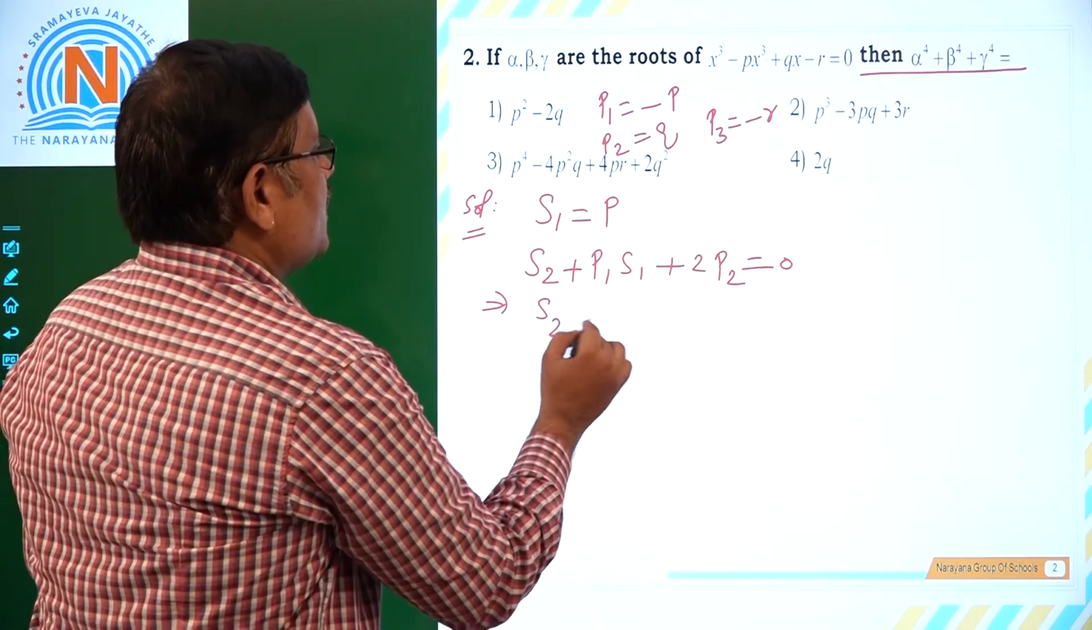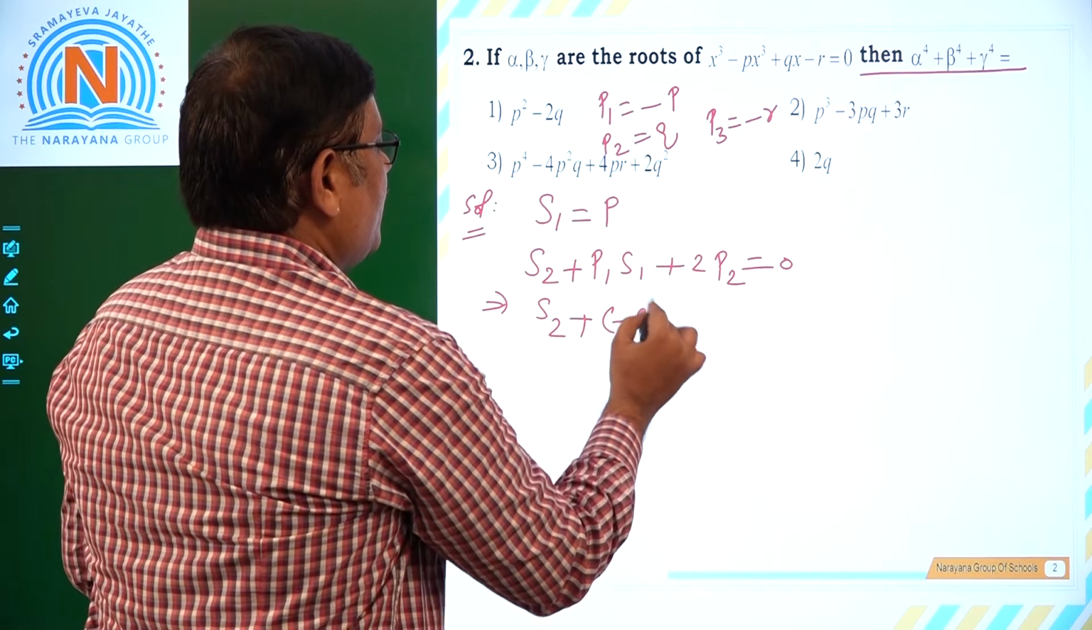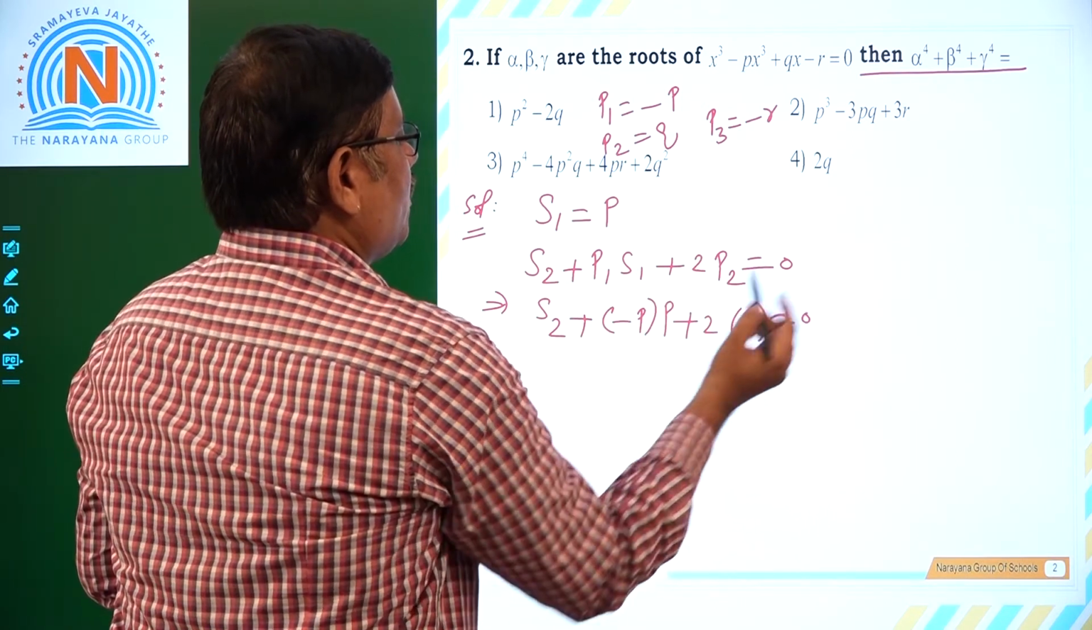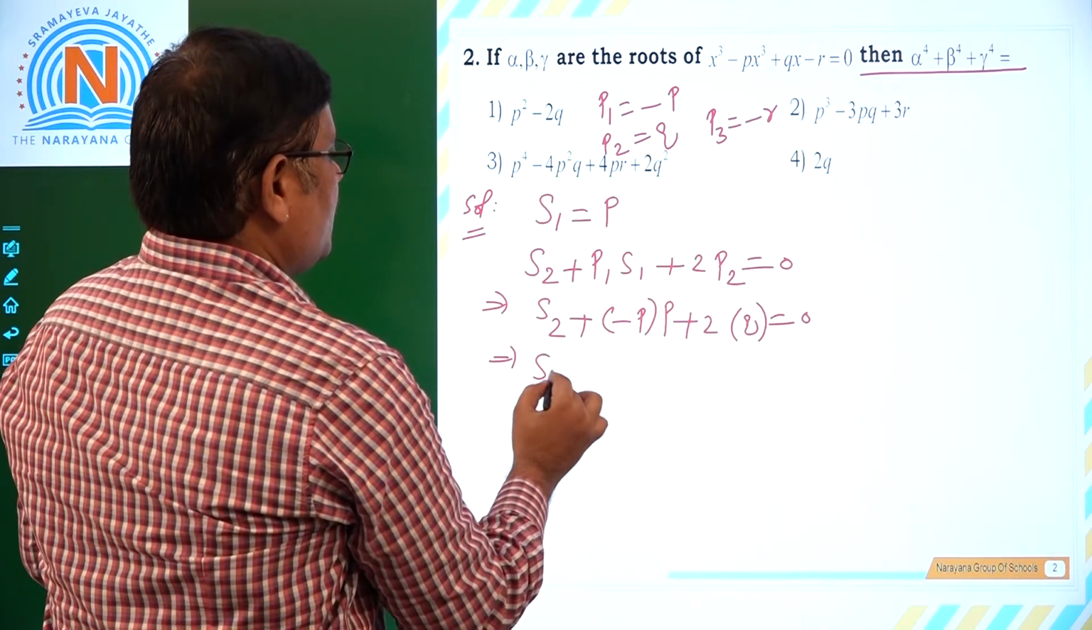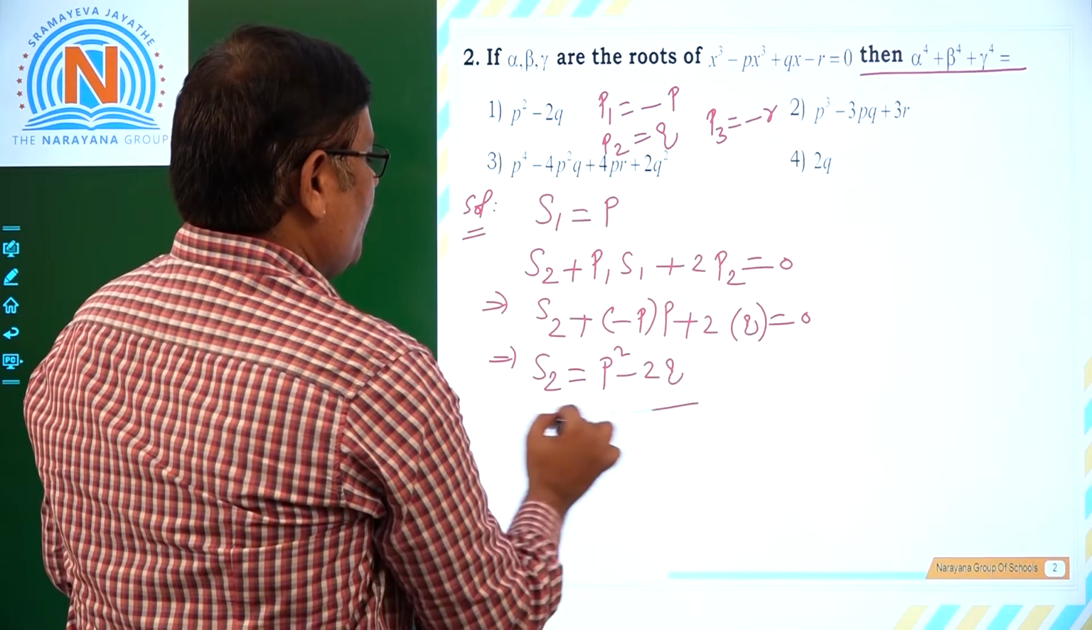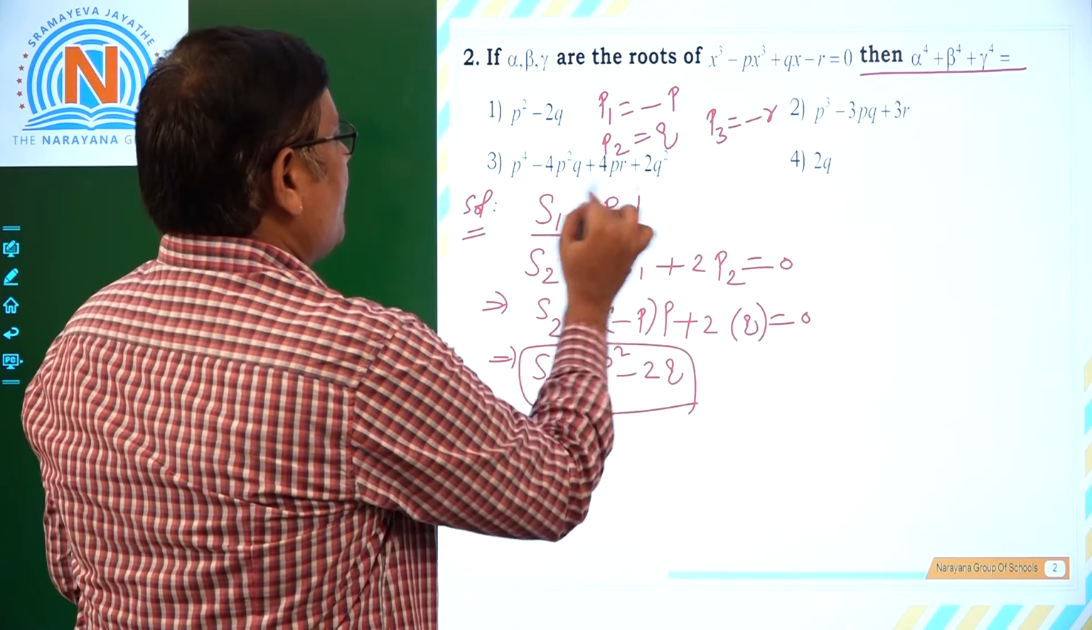That is S2 plus P1 S1 is minus P, S1 is P, plus 2 into P2, P2 is Q, that is 0. It implies S2 is equal to P square minus 2Q. This is the value of S2, this is the value of S1.